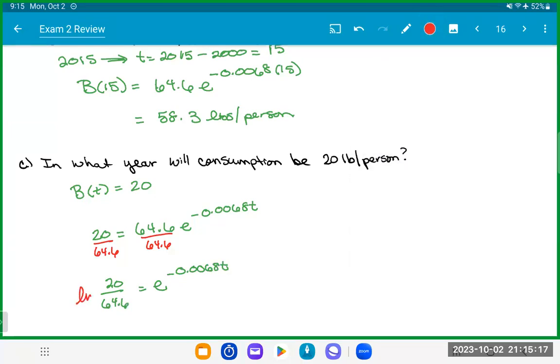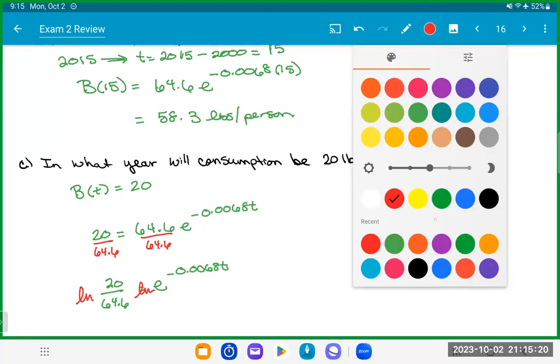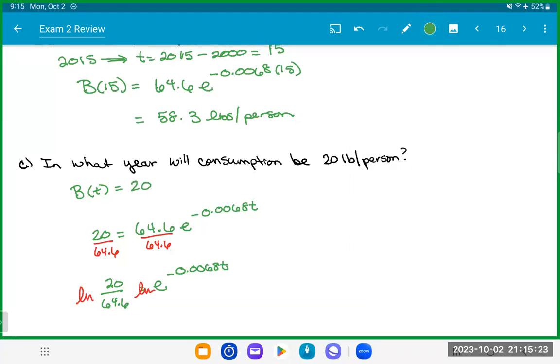So we can now take the ln of both sides. And that gives me that t is equal to 172.4. So you have to then go back. Remember, t naught is 2000. So 2000 plus 172.4 is the year 2172 is when they project that the average person will be consuming only 20 pounds of beef per year. Okay. Questions?